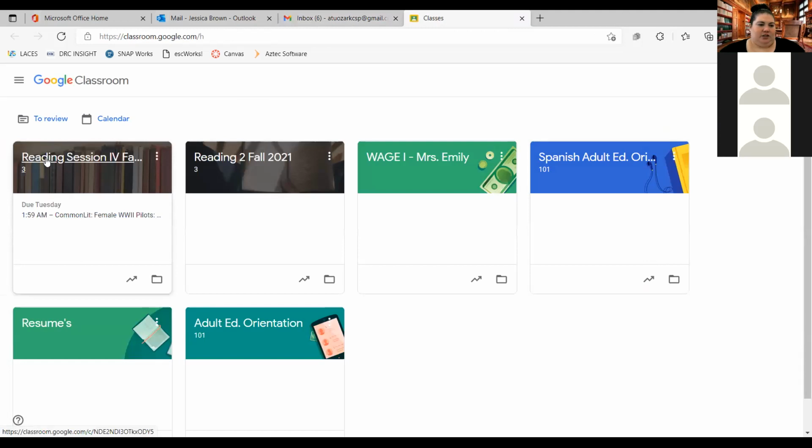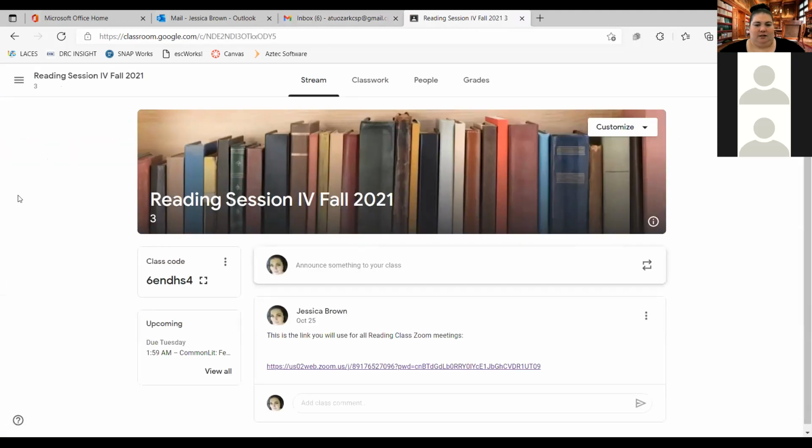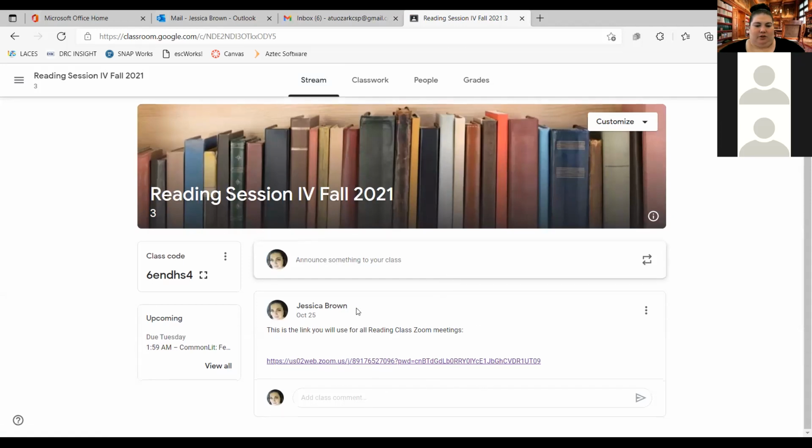This is reading session 4 that we're in, and this is kind of what it looks like. Mine's going to look a little different than yours because it's a teacher view, but it's very similar. So right here where we're at is called the stream. This is where your Zoom link is going to be at all times. So every time we meet on Zoom, you're going to click on this link right here for every meeting, and it will take you straight to our Zoom meeting.